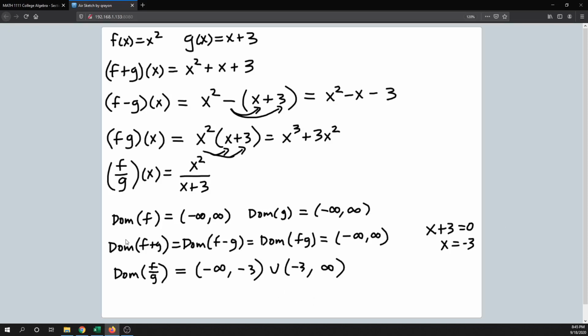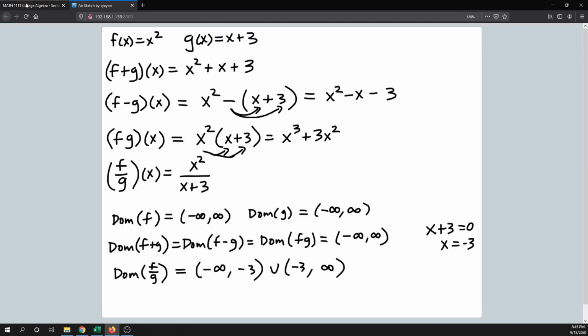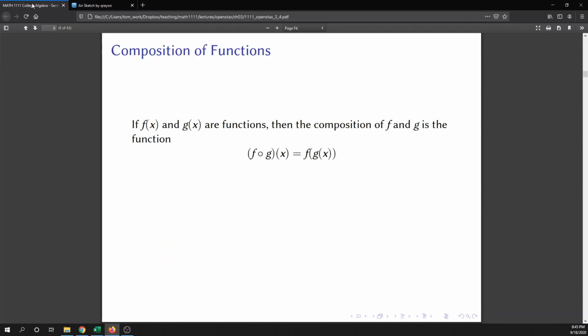I don't know if too many of our problems involve finding the domain here that we have to work in Newton, but that's how you would go about doing it. Okay. All right, and so that is it for the first part here. We are going to separate this second part out into its own video on composition of functions.